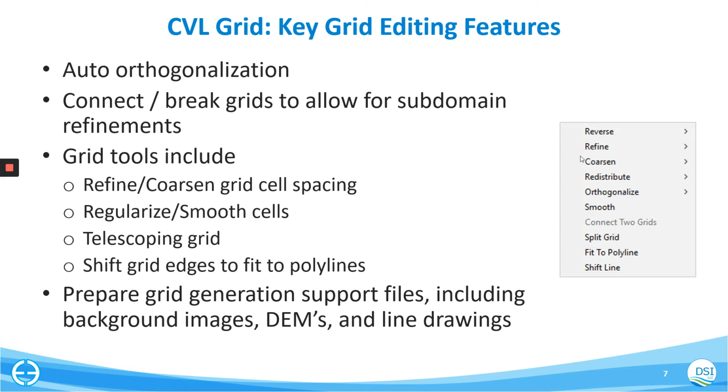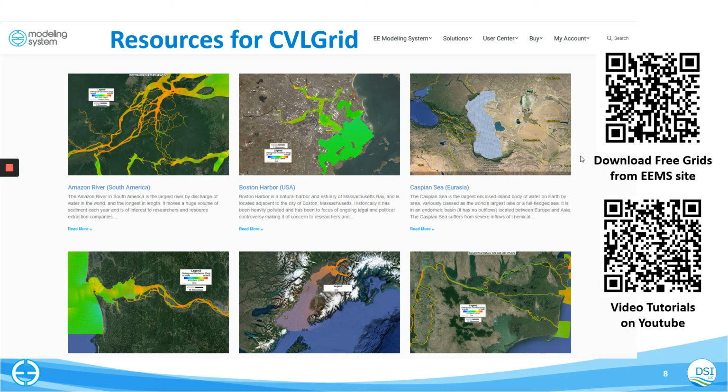In the telescoping grid, the size of the grid slowly changes. And in a lot of cases when you have a natural environment that is not straight, such as a sinuous river, or the boundaries of lakes and rivers are not straight, you can fit these grid edges to these polylines. And then it helps you generate the other support files that include the background images, DEMs, etc.